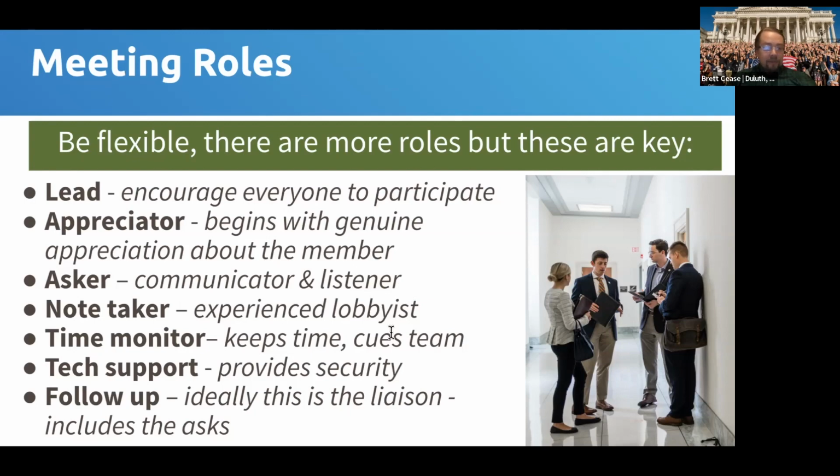And so obviously we've listed these roles right here, starting with the appreciator. Sometimes I've seen it go where everyone has a thank you for the member of Congress, but at least one person is designated to do that. You have the asker, the person that is the most comfortable or conversant with your primary ask. They're the one that's going to confidently and crisply introduce that one-pager ask, and then pause to see what the staffer or the member of Congress says, and your note taker starts taking great notes at that point.